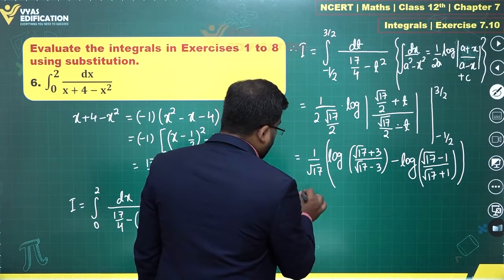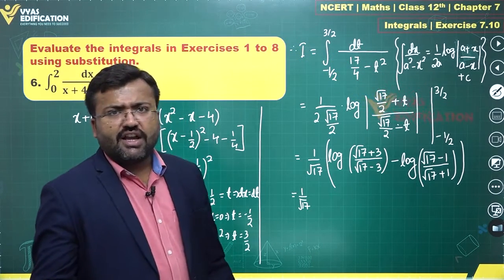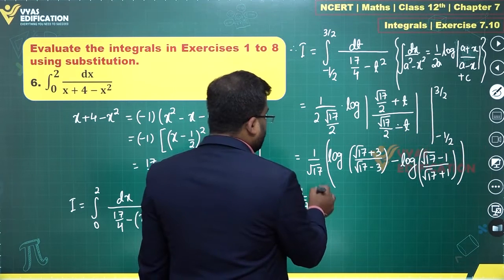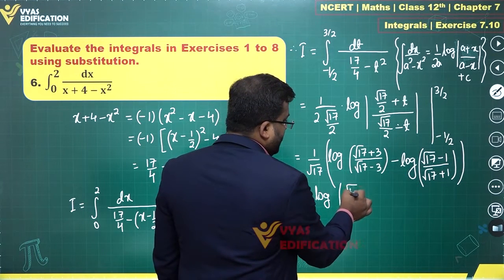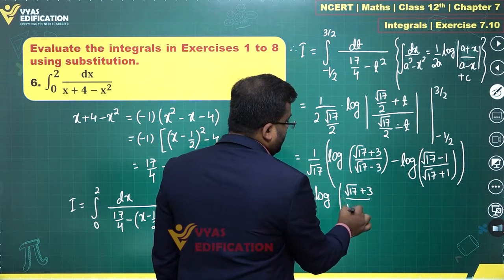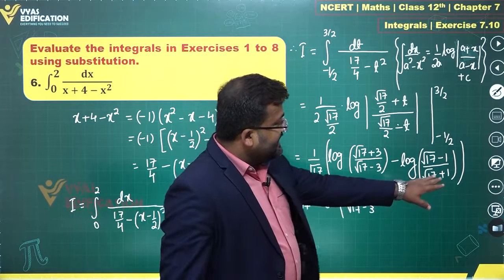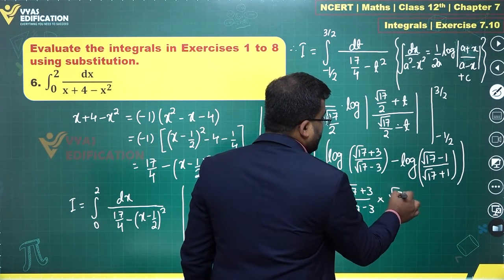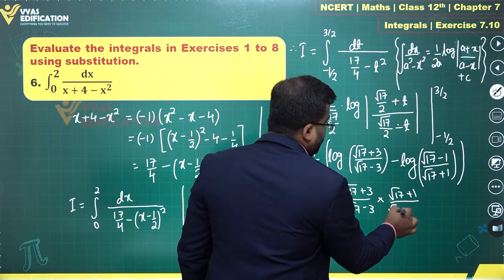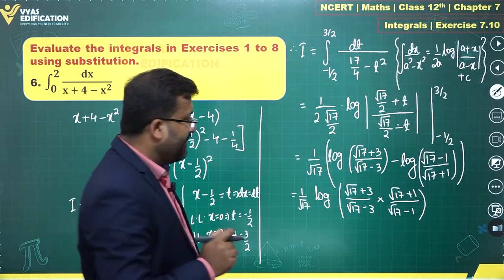Let's do that. 1 by root 17, let it remain as it is. Log m minus log n can be merged together. This becomes log of m by n: root 17 plus 3 upon root 17 minus 3, divided by this expression. That means multiplied by the reciprocal, which is root 17 plus 1 upon root 17 minus 1. This is what we see. Yes, now can you simplify this a bit further?